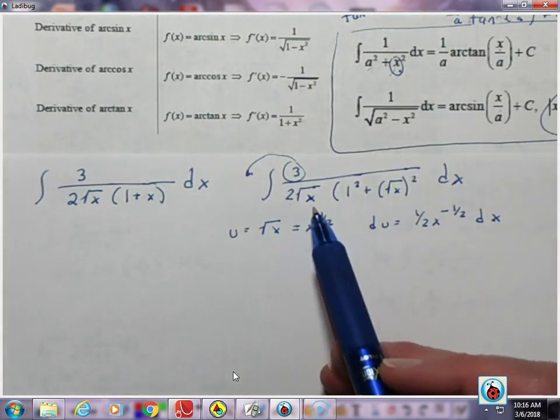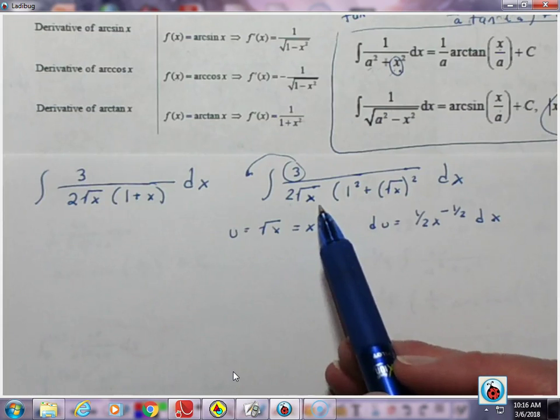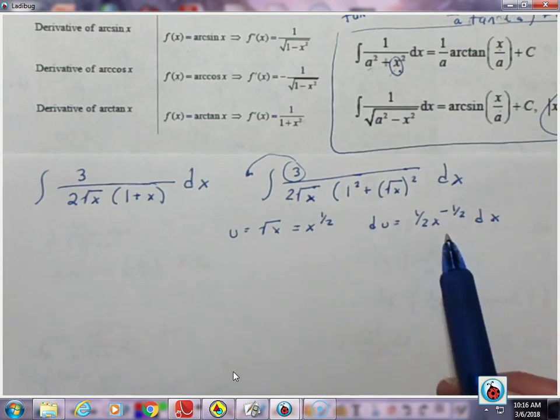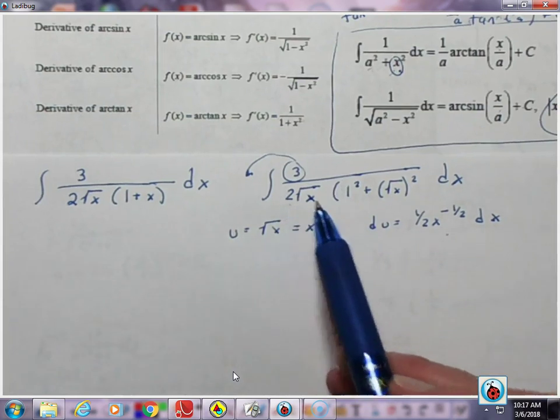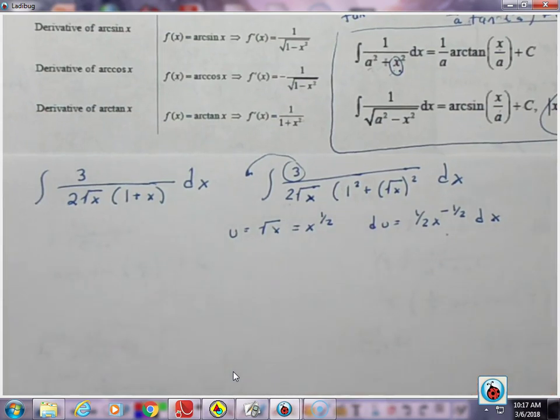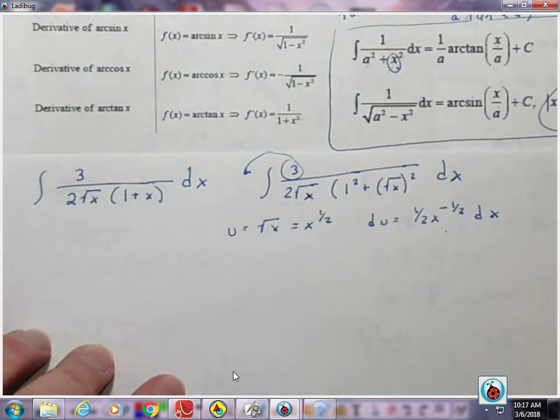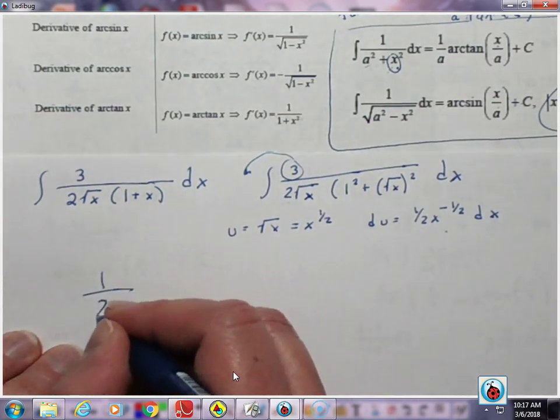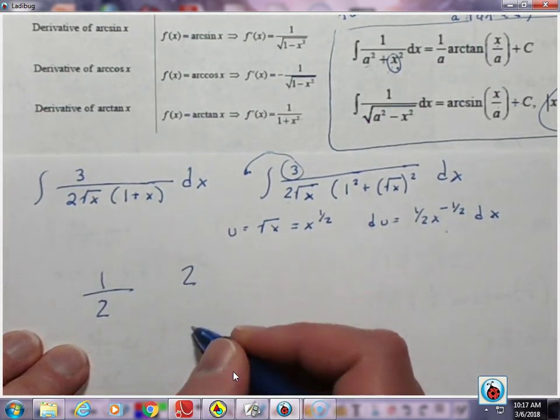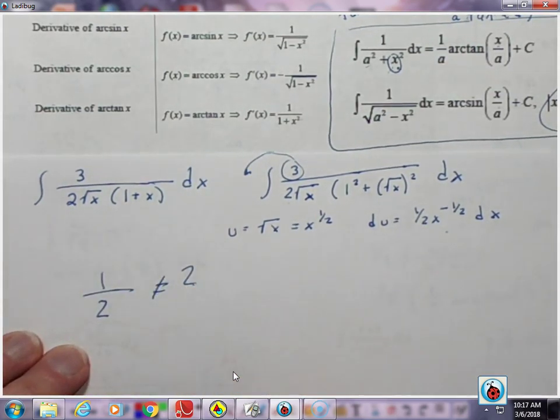What about this 2 square root x in the denominator? That is 1/2 x to the negative 1/2. Okay, now that's the other thing. The 2 stays in the denominator. Well, if you have a 2 in the denominator, you can't just move it up and it's 2. That does not equal each other.